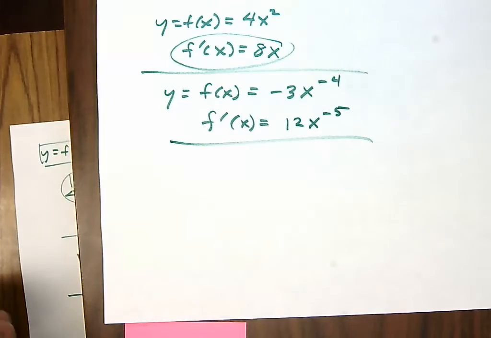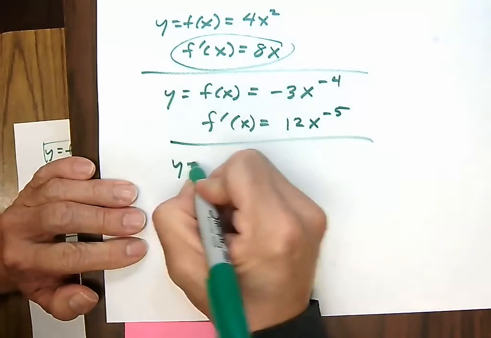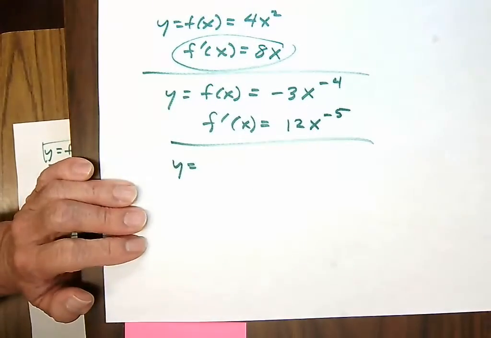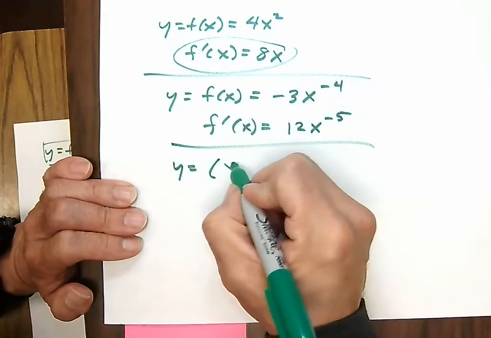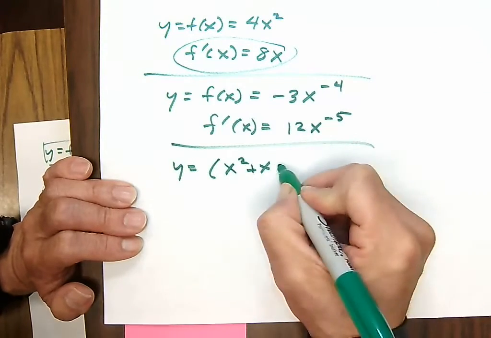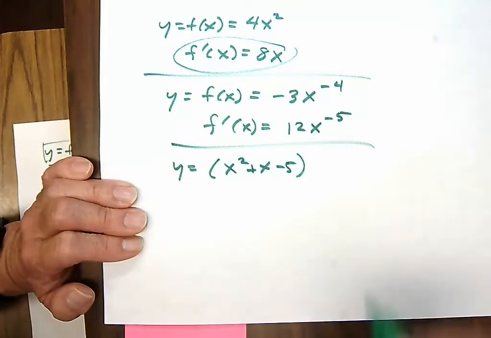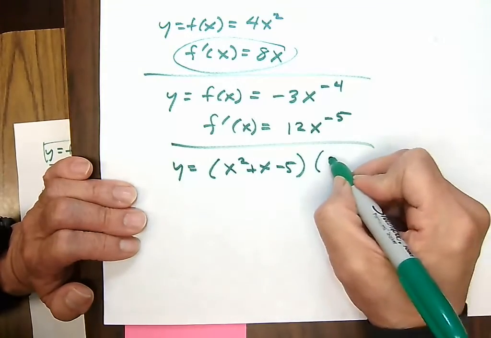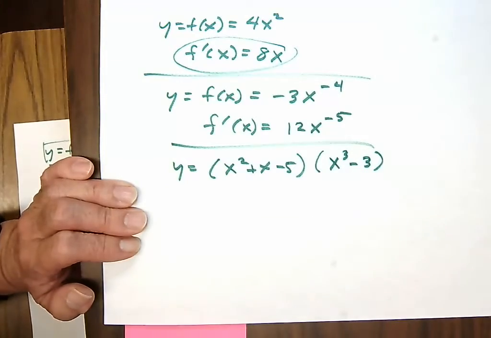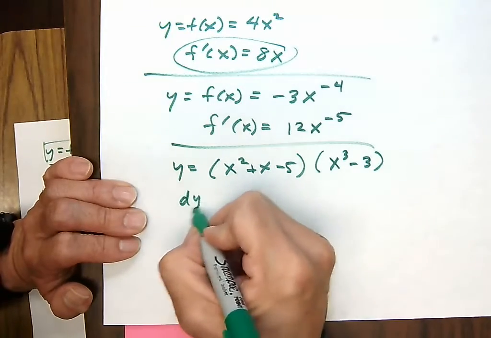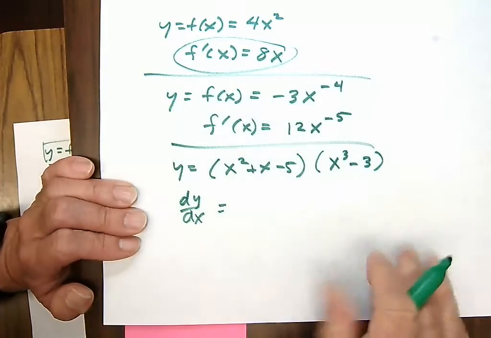Let me give you a couple more examples of taking derivatives. Let's look at the product rule. Suppose we say y depends upon x, and it's equal to one function of x, maybe x squared plus x minus 5, times another function of x, which is maybe x cubed minus 3. And we need to find the derivative of y with respect to x. How do we do it?